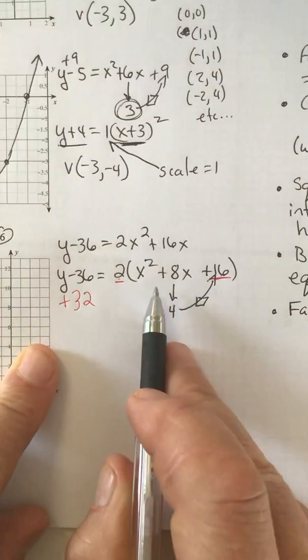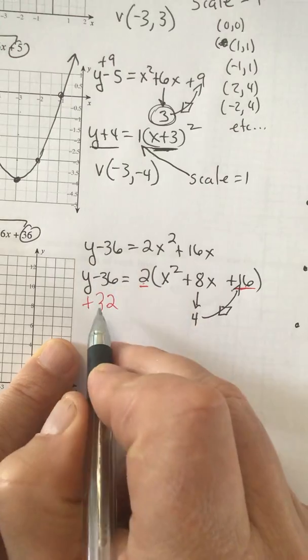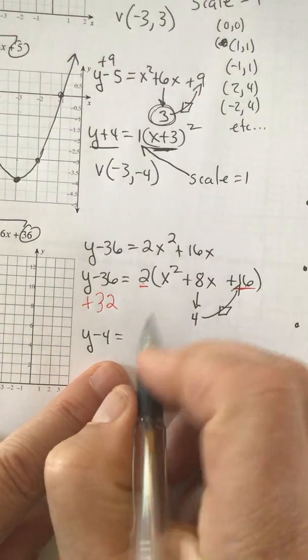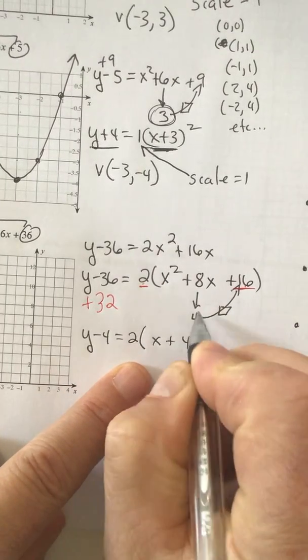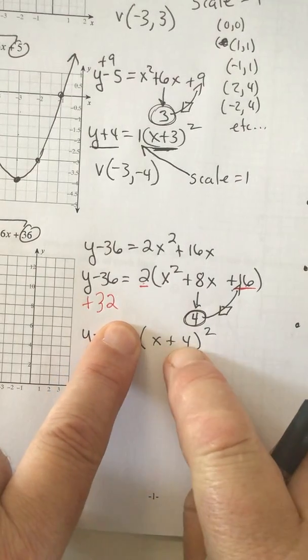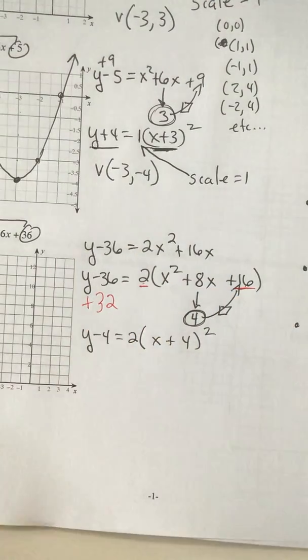The next one's factor. So I need to factor this. Well, it's going to be the 4. So negative 36 plus 32 is y minus 4. Here's a 2, and then this piece factored is x plus 4. That's what that number's for, all squared.